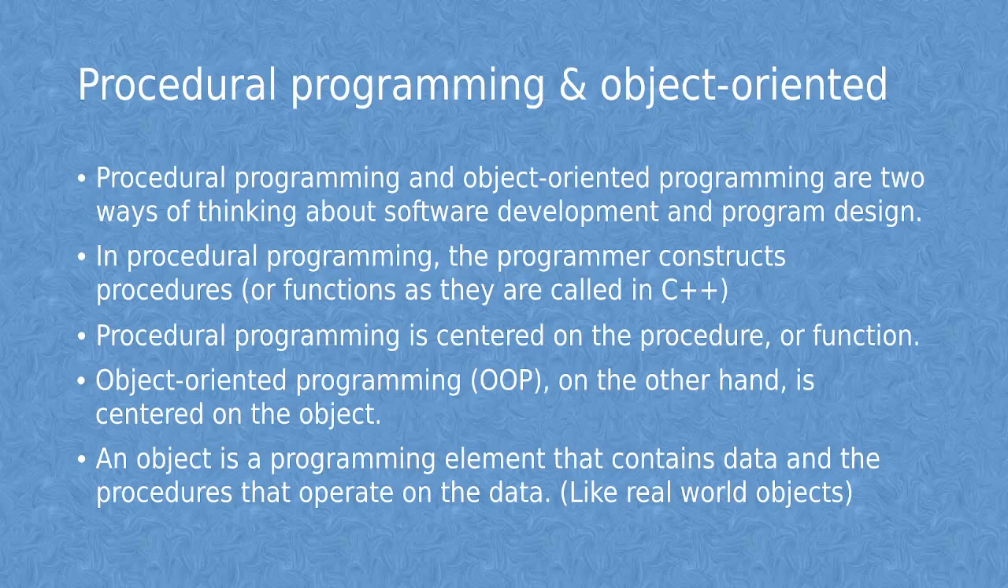This is the second video where we talk about the difference between procedural and object-oriented programming. Procedural and object-oriented are just ways of thinking about software development and program design. Remember, as I said, programming is just a matter of solving a problem that we have.